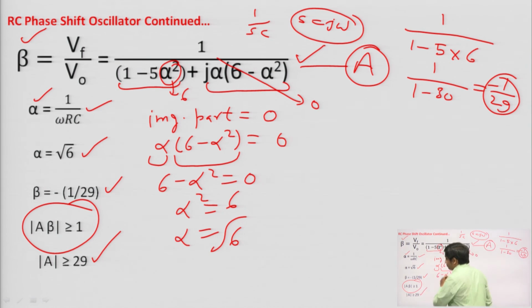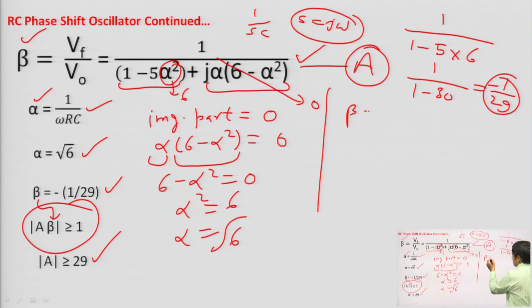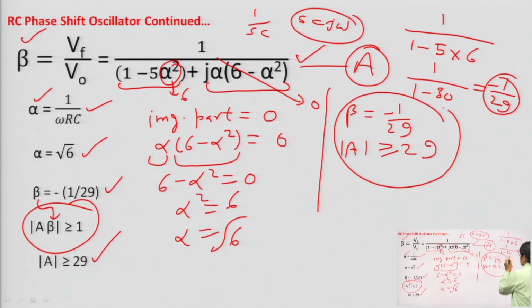So, what should be the value of mod A? Mod A will be greater than or equal to 29, because there is a mod. So, negative sign will be eliminated. So, put the value of beta here. So, we will get mod A greater than or equal to 29. So, these are 2 important results. Your beta is equal to minus 1 upon 29, feedback ratio is negative, that indicates 180 degree phase shift, and mod A is greater than or equal to 29, right. So, these conditions are important because keeping in mind these conditions we design the circuit, fine.